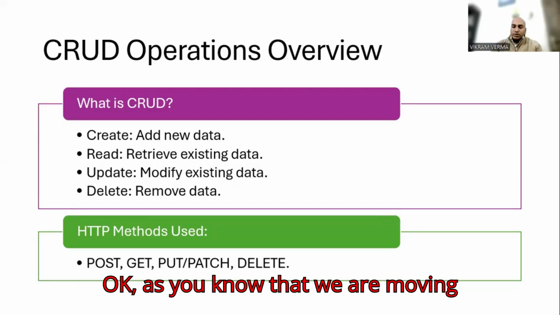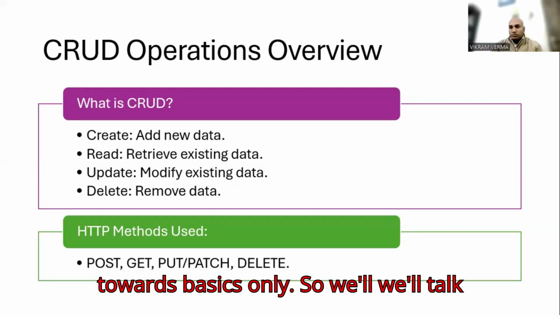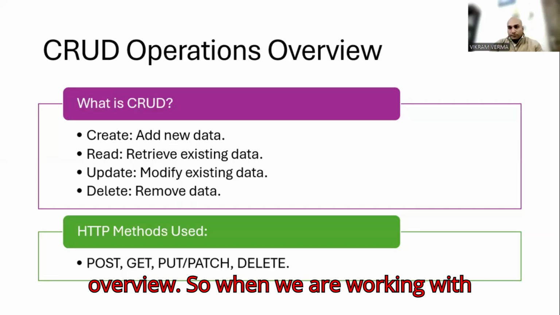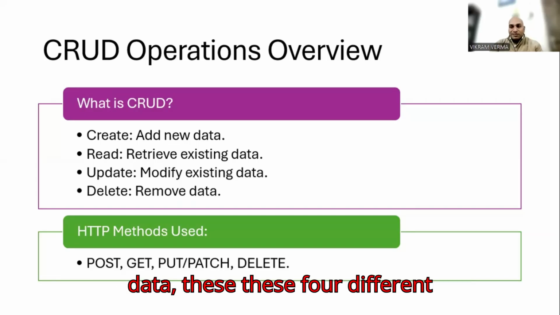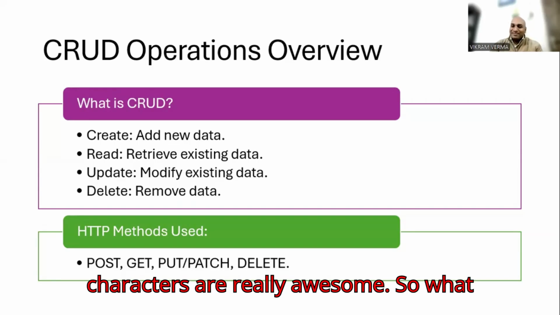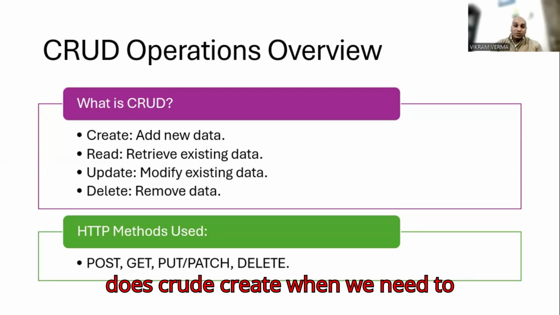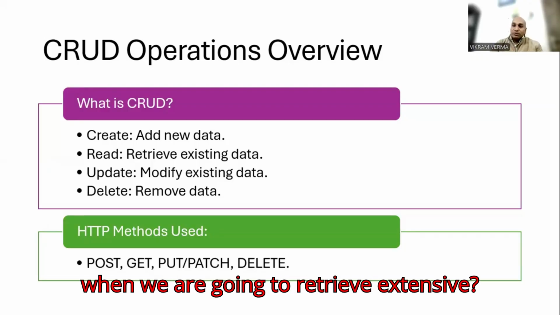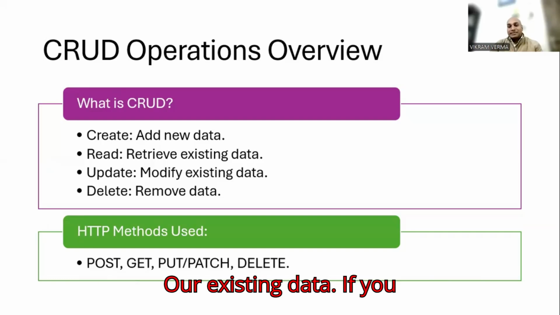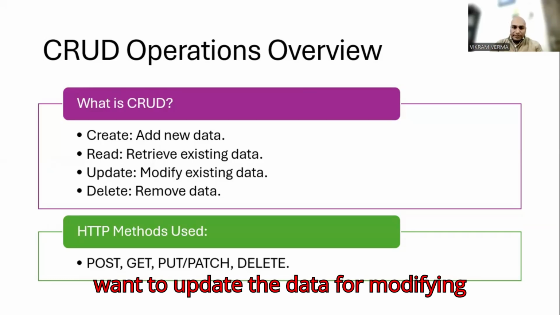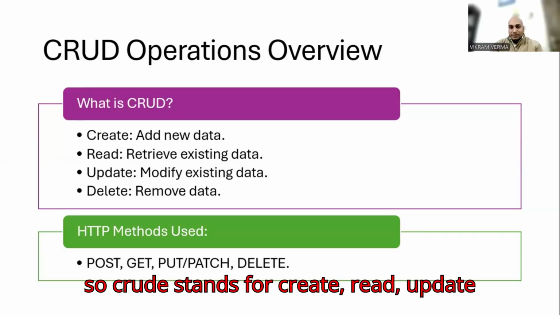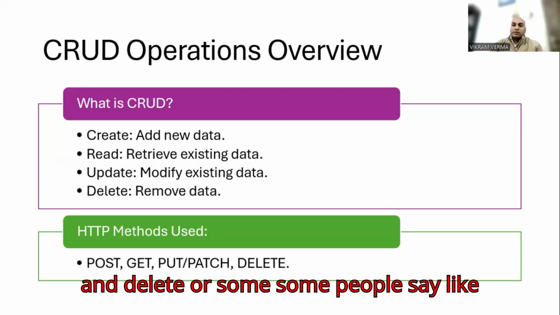As you know, we are moving towards basics only, so we'll talk about the basics. CRUD operation overview. When we are working with data, these four different characters are really awesome. So what is CRUD? Create: when we need to add new data. Read: when we are going to retrieve existing data. Update: for modifying existing data. And delete: for deleting the data. So CRUD stands for create, read, update, and delete.